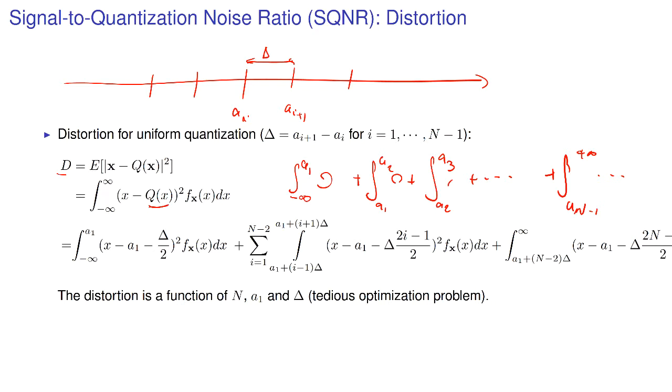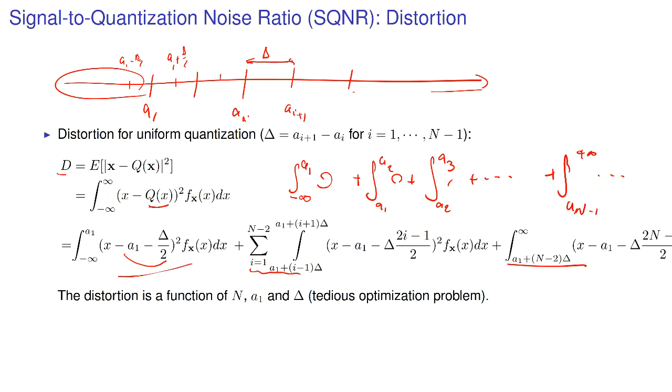So what I have done is the integral from minus infinity to a_1 of x minus the value of Q(x). In the first interval, the value of Q(x) is a_1 minus delta over 2, and so on. Because if this is a_1, then this is a_1 minus delta over 2, this is a_1 plus delta over 2, and so on. It is the midpoint. And then you add this integral, so you get this summation, and this is the integral for the last one.